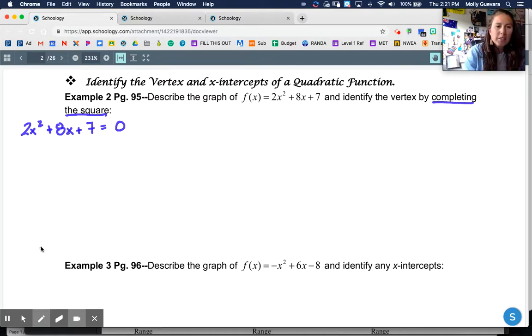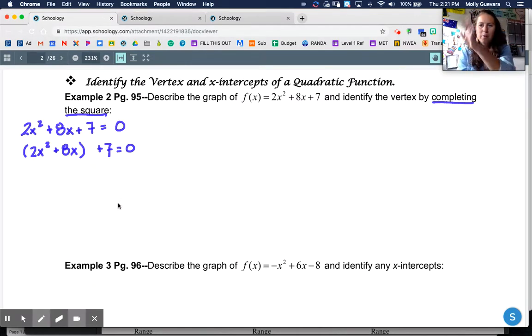Okay, so the first step in completing the square is you want to put the first 2 terms in parentheses. So I have 2x squared plus 8x, and then I'm just going to have this plus 7 chilling. Plus 7 is not really going to do anything all the way down. It's just going to be off in its own little world, doing nothing.